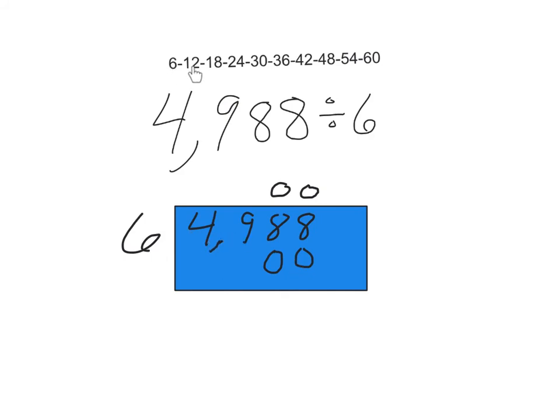So I got 6, 12, 18, 24, 30, 36, 42, 48. 54 is too much, so I'm going to come back here to 48. And that means I'm going to multiply by 1, 2, 3, 4, 5, 6, 7, and big bad 8. So I'm going to drop an 8 right there.